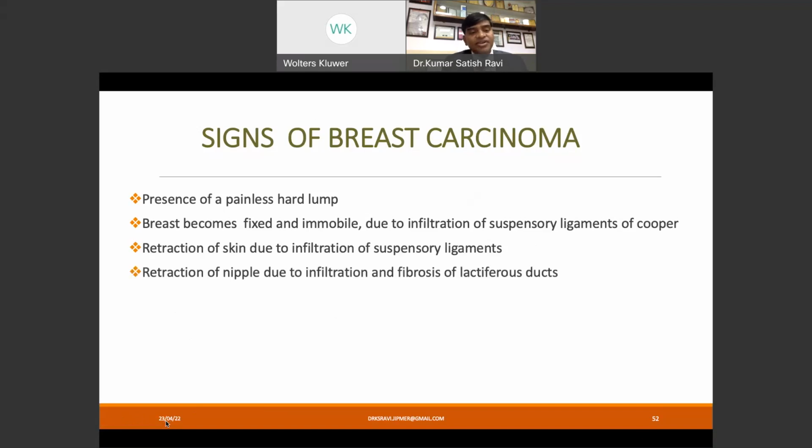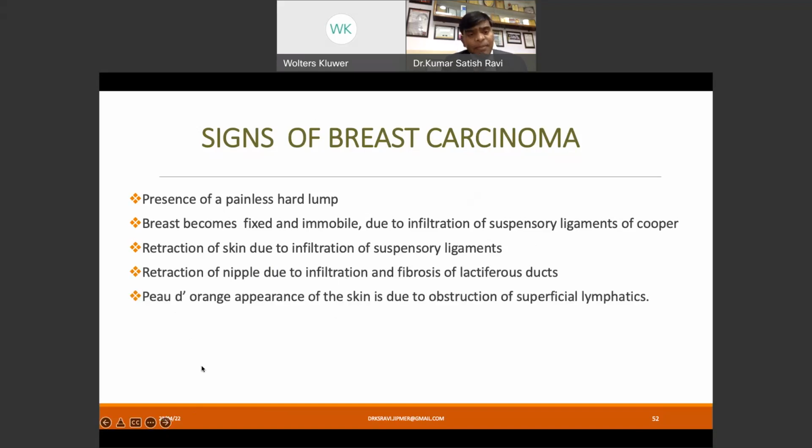Apart from that, retraction of the nipple will be there due to infiltration and fibrosis of the lactiferous ducts. The peau d'orange, that is the orange skin appearance, will be there due to obstruction of the superficial lymphatics. There may also be discharge. If there is a discharge and the female is not pregnant, that may also be a sign of breast carcinoma. And there will be enlarged axillary lymph nodes. So these are the various signs of breast carcinoma.